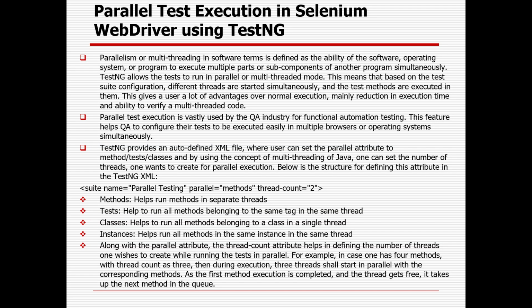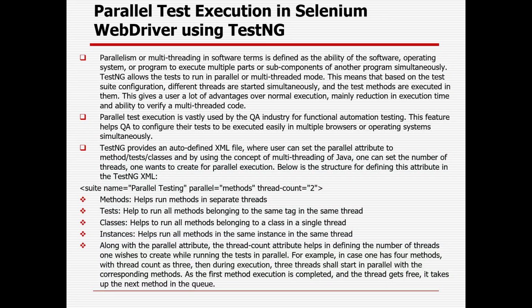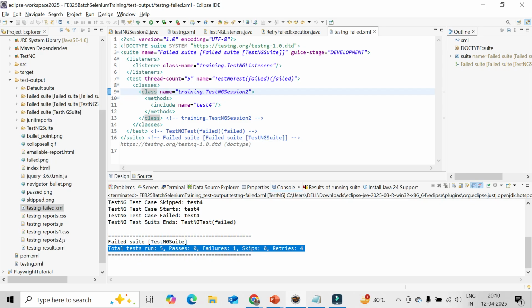TestNG provides an XML file, the TestNG XML file, where you can define the parallel attribute at method, test or class level. Here we give the suite name as parallel, any name. Parallel equals method level, test level, class level or instance level, and you can give the thread count. That is the only difference you need to make. Now let's go to the code.